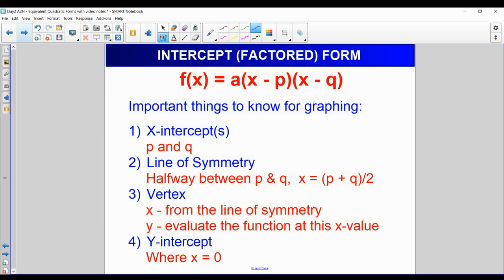Okay, so if I'm graphing in factored form, the important things we need to be able to do is find the x-intercepts, and we do that by setting each of my parentheses equal to 0. I'm going to find the line of symmetry, which is halfway between those two. I'm going to find the vertex by using the x value of the line of symmetry and evaluate the function to figure out what the y is. And then I can also find the y-intercept when x is equal to 0. So you may want to pause the video and write that down if you need to. We're going to do some examples.